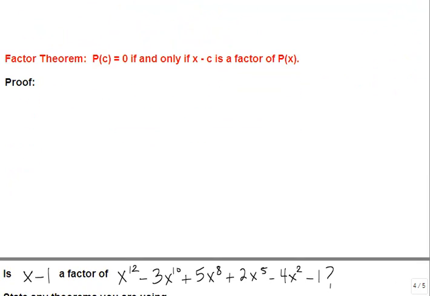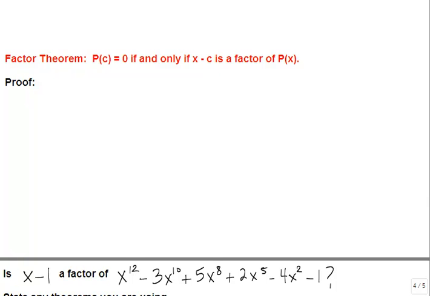Now here's one more theorem that's also quite useful. It's called the factor theorem, and I've already mentioned it slightly. It says that if you plug in c into your polynomial and you get 0, that's only true if and only if x minus c is a factor of the original polynomial. So in other words, this x minus c would have to divide in evenly and give you a remainder of 0 in order for this to be true. So we are going to prove this.